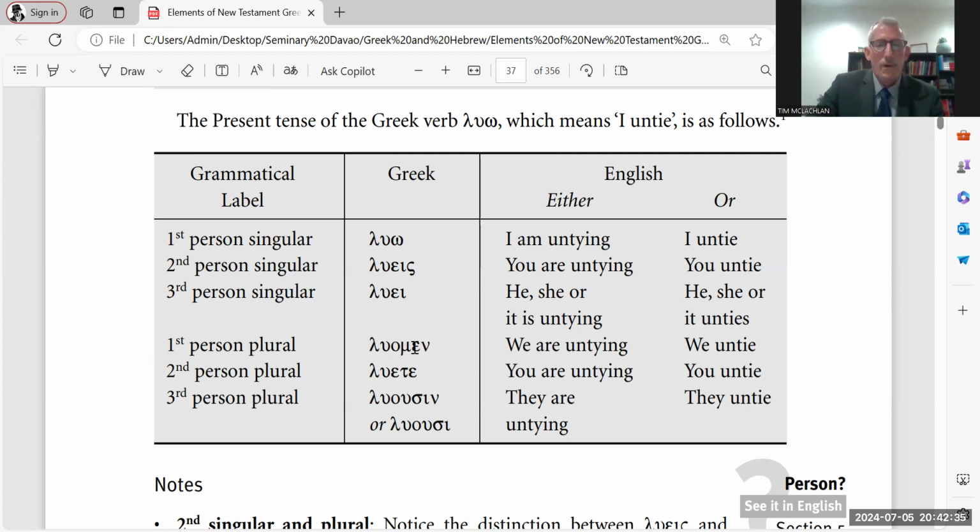Okay, and then you've got lu omen, we are untying. So lu is the main stem, and then omen, we are doing something. Luete, you are untying, and luusen, they are untying. When you see the third person, usually that's when you're going to see a noun with it, because if we're just saying I, you're going to see the omega in with the verb stem, and if it's you, usually you just see the ace. Okay, that's you are untying.